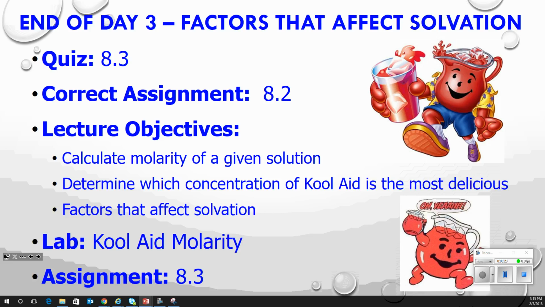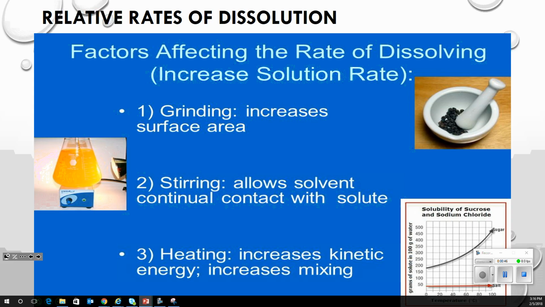Today's objective is that we calculate molarity of a given solution. We determine the concentration of Kool-Aid that is the most delicious, and we understand the factors that affect solvation. That is solvation, not salvation. We're also going to do the Kool-Aid lab on molarity. Please make sure as you finish that it gets cleaned up. So, assignment 8.3 will be due next time.